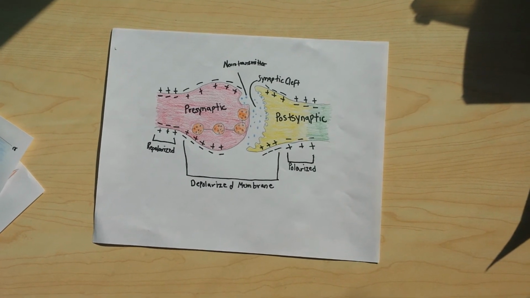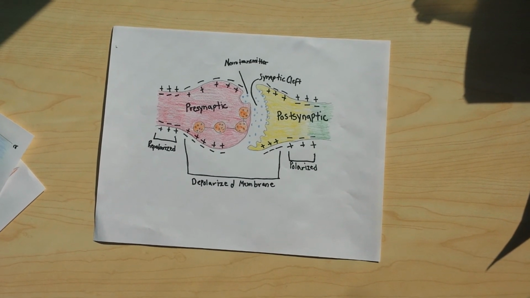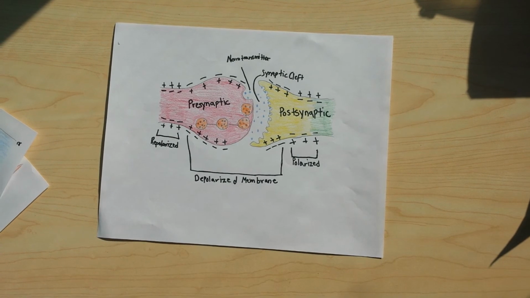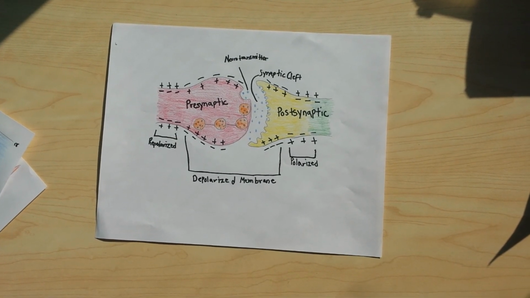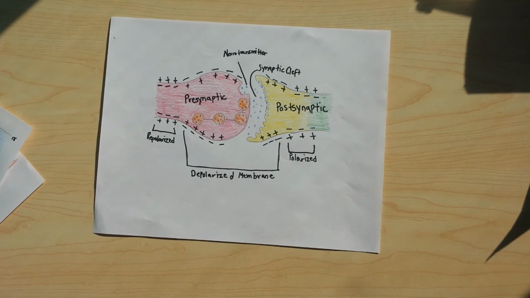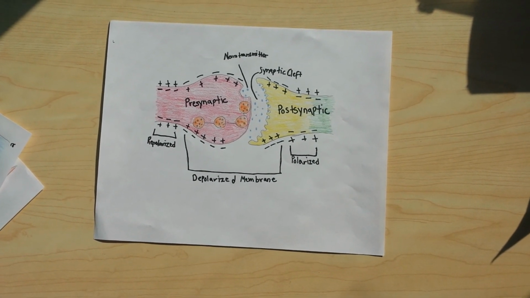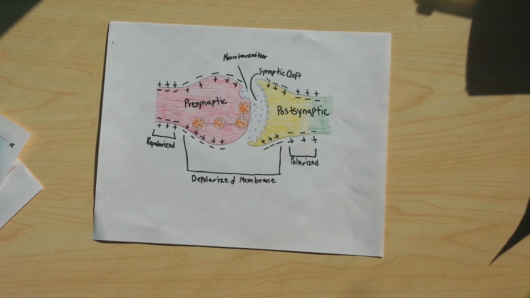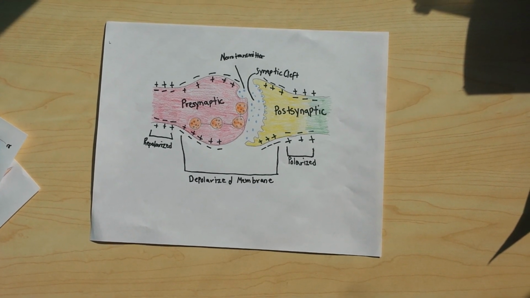This will then continue or stop the impulse depending on the neurotransmitter. An excitatory neurotransmitter will cause depolarization and continue the action potential. An inhibitory neurotransmitter will hyperpolarize and stop the action potential.